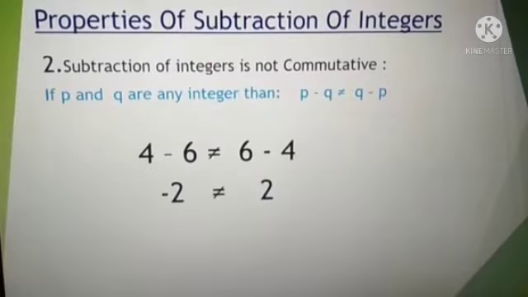Now see, the next one is the commutative property. It is not satisfied under subtraction. As you can see, if you take P minus Q, and if you reverse the order, Q minus P, the results will not be the same. See the example. I have taken 4 and 6. One number is 4 and another number is 6. And 4 minus 6 is minus 2, and 6 minus 4 is 2. Minus 2 and 2 are different. So it is not satisfying the commutative property. So minus 2 is not equal to 2.